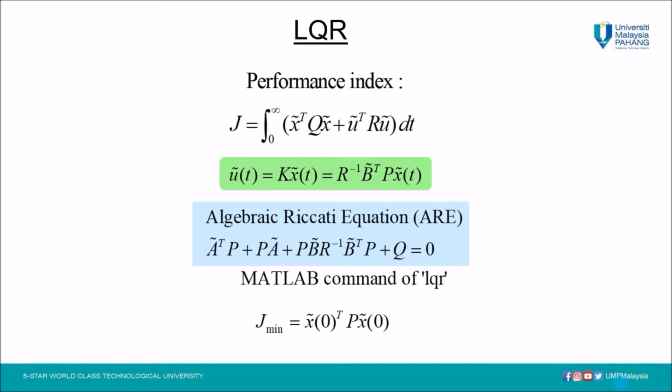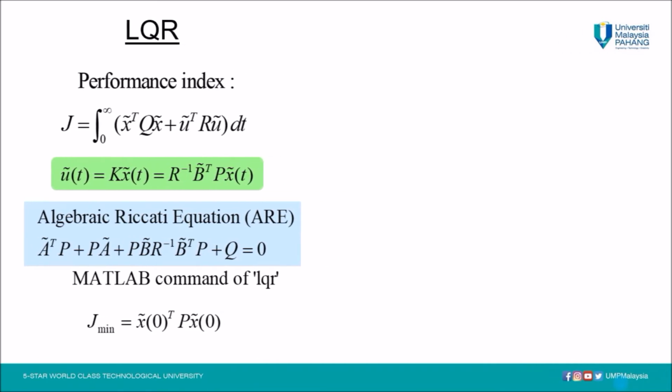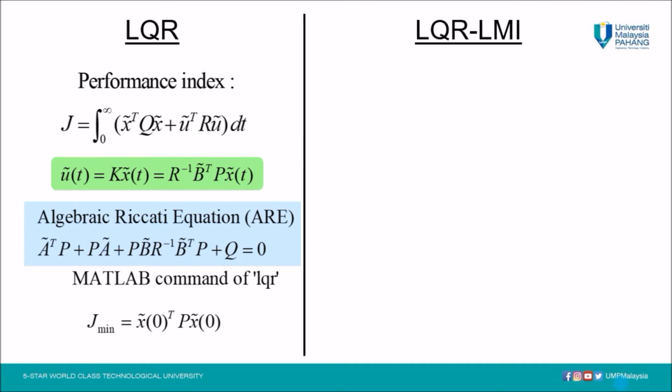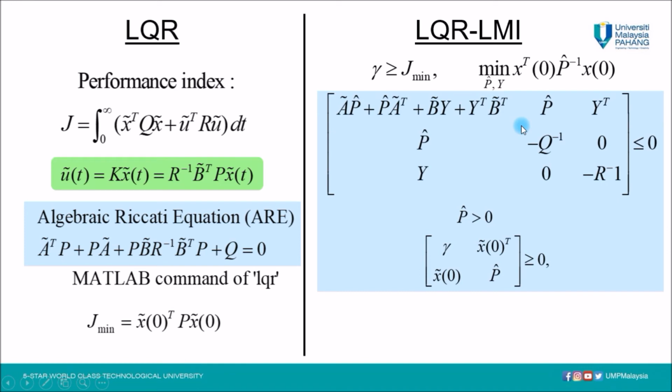Then, we modify regular LQR into LMI constraint optimization method by computing gamma bigger or equal to J min instead of only J min. We recast the LQR problem into suboptimal LQR-LMI over P hat and Y as this definition. That is subjected to a constraint optimization problem to be determined by LMI solver in MATLAB simulation, and obtain the parameter gain of K by solving this equation.